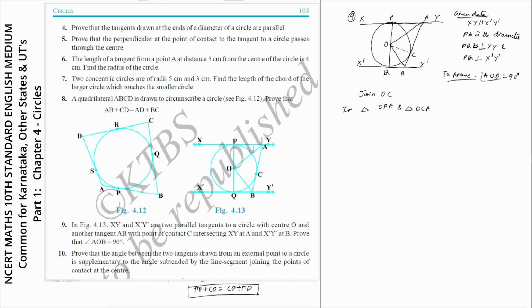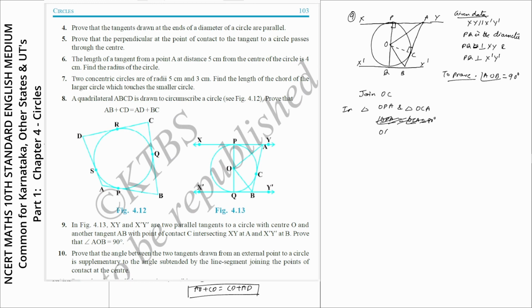since PO is the radius and XY is the tangent, angle OPA is equal to 90 degrees, and since OC is the radius and AB is the tangent, they will be perpendicular. Therefore angle OPA is equal to angle OCA, which is equal to 90 degrees. Oh sorry, this is not required. I should prove these two triangles are congruent. I'll instead check for the sides.